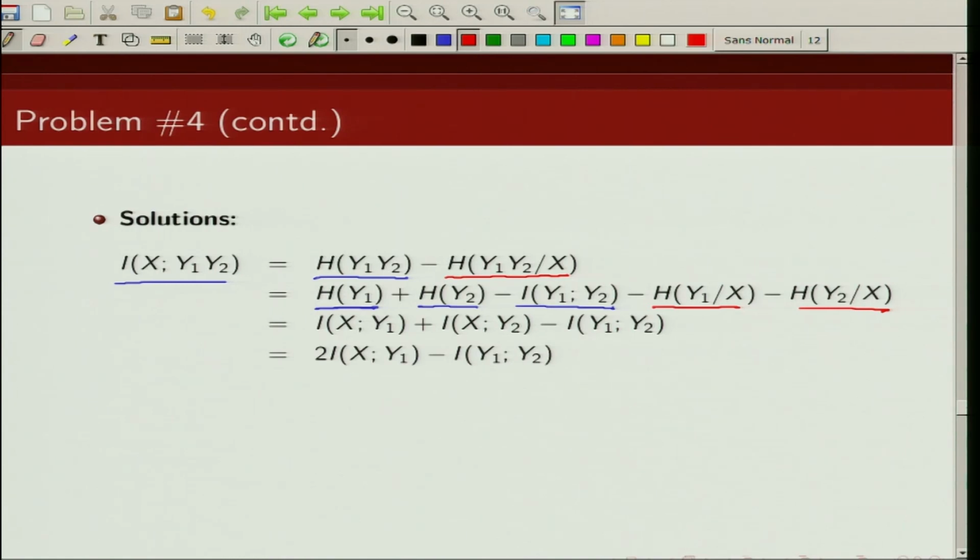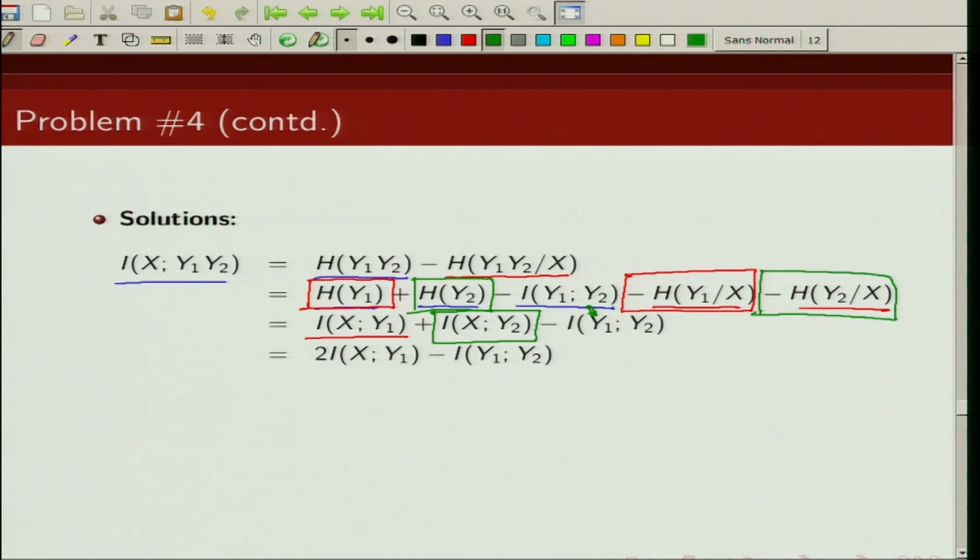All right. Now, we can take this term and this term. This is nothing but mutual information between x and y1, and take this term and this term. This can be written as mutual information between x and y2, and this we write as it is. So, this comes out as mutual information between x and y1 plus mutual information between x and y2 minus mutual information between y1 and y2. This I can write as 2 times mutual information between x and y1 minus mutual information between y1 and y2.